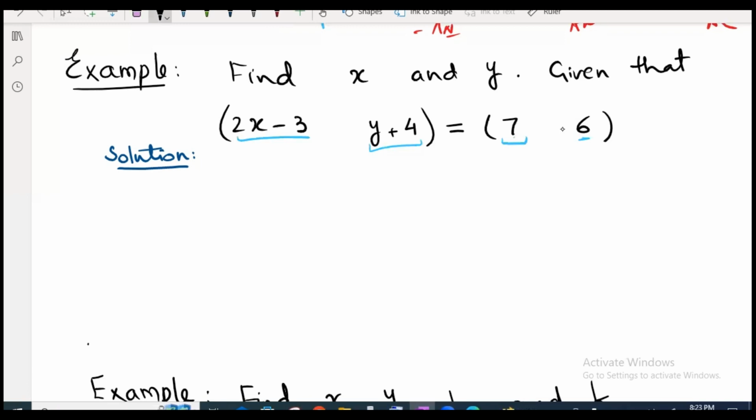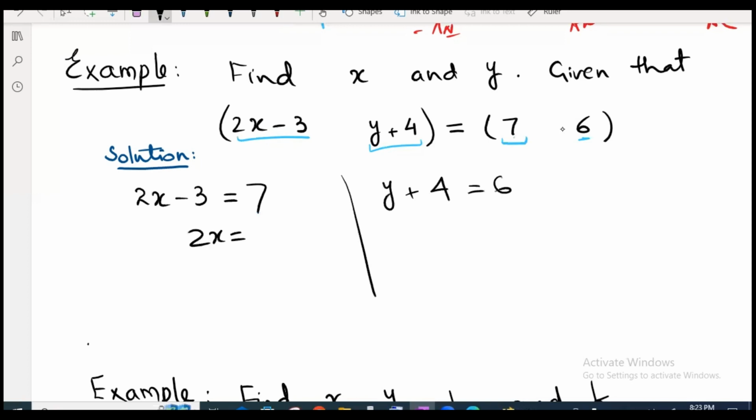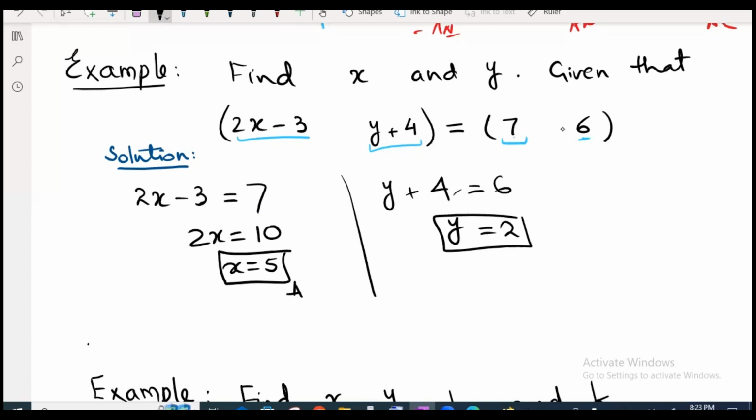So now by the definition of equal matrices, we can write 2x minus 3 equals 7 and second, y plus 4 equals 6. So we get 2x equals 7 plus 3, which is 10, so x equals 5. And in this part, y equals 6 minus 4, which is 2. So this is the value.